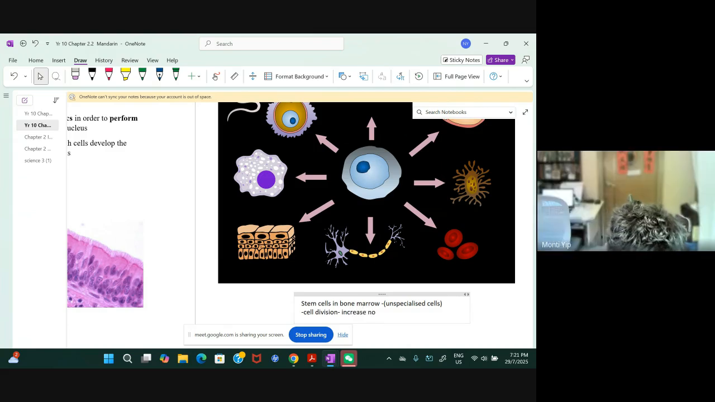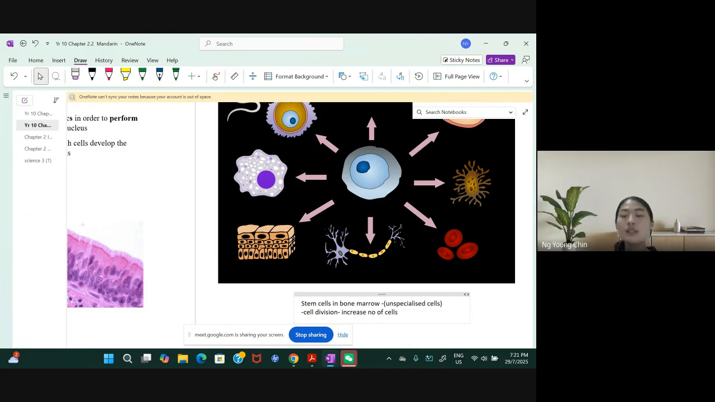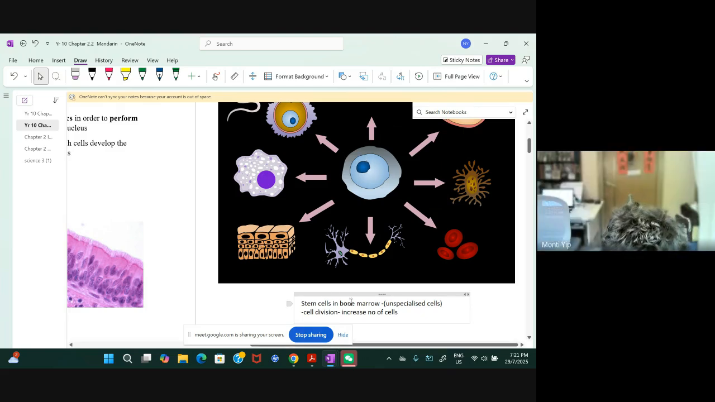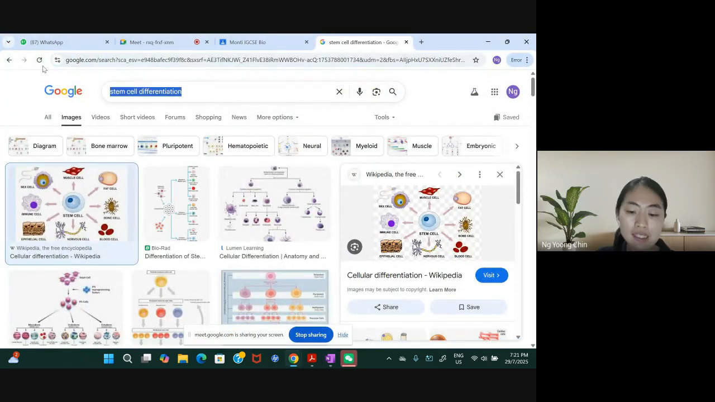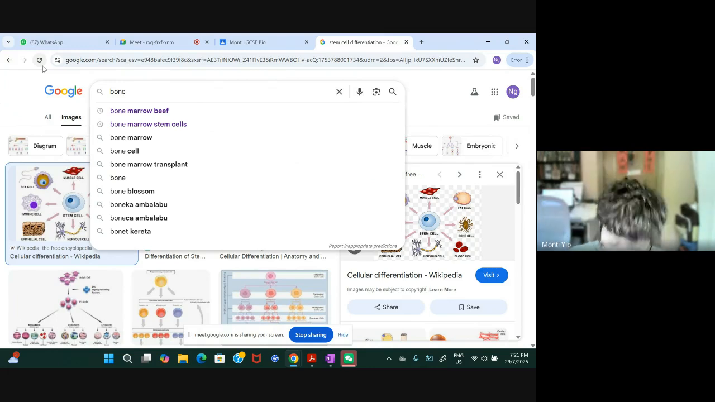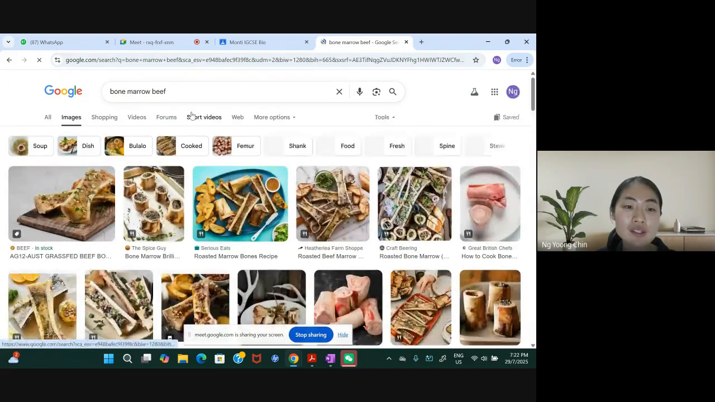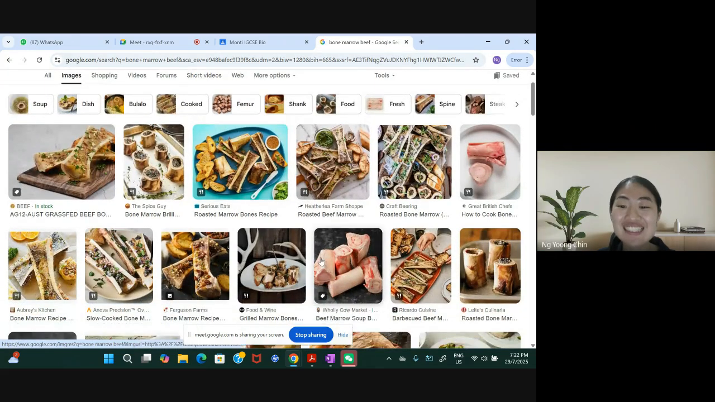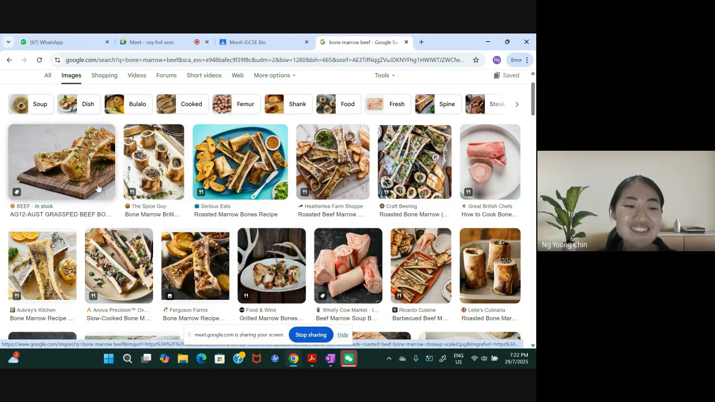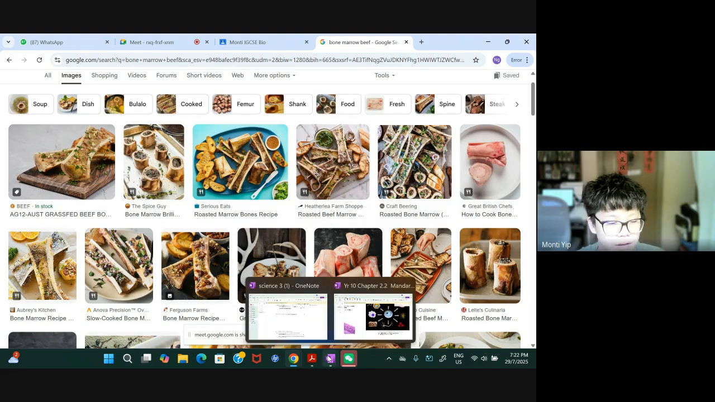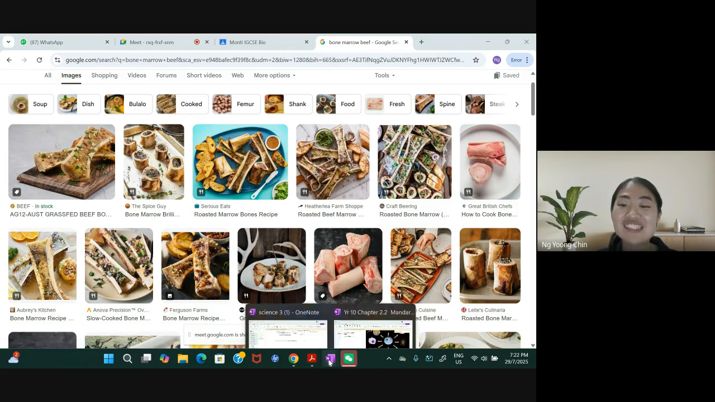So after stem cells are produced in a large amount inside the bone marrow, do you know where the bone marrow is? In our bones, like in the middle. Have you eaten bone marrow before? Is it nice? It's good, a lot of fat inside.